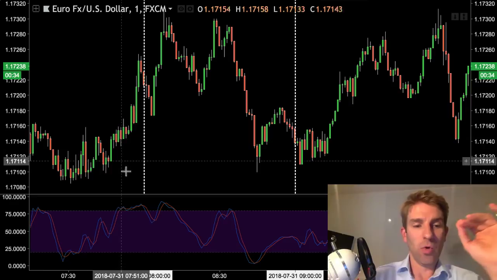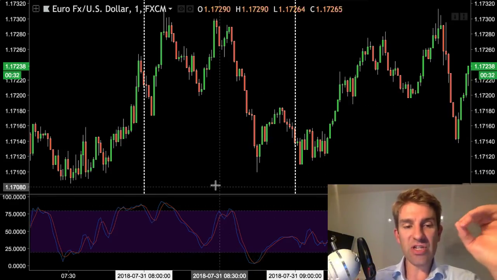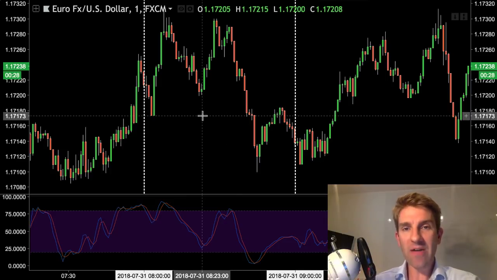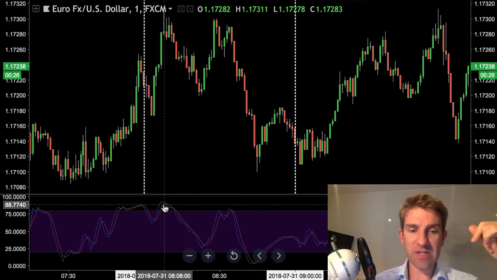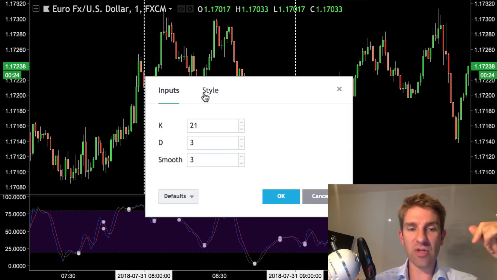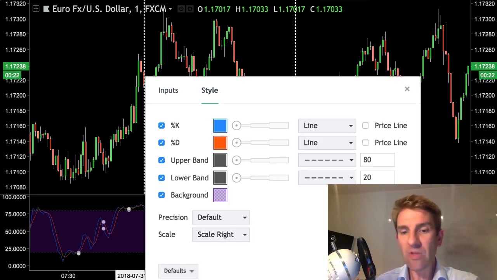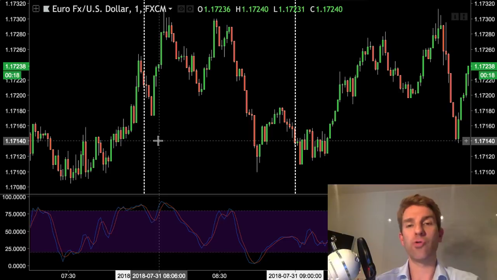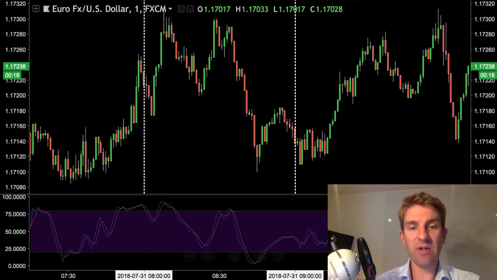So what are we looking for? We're looking for both the percentage K and percentage D to be overbought or oversold. Then when we have a stochastics cross, i.e. the percentage K crosses the percentage D, just double check that you've got your colours set right. When we get the cross, i.e. here, we go short. When we get a cross on the downside, we go long.